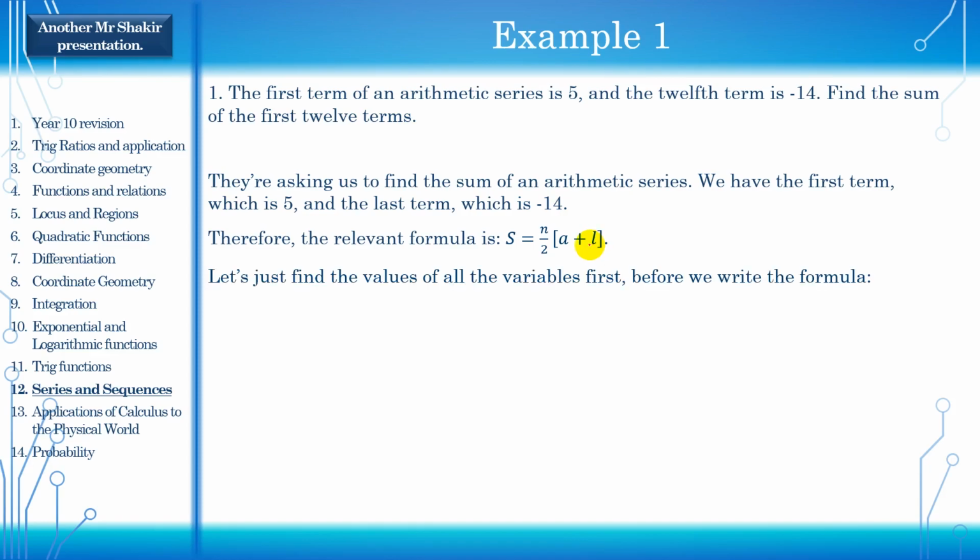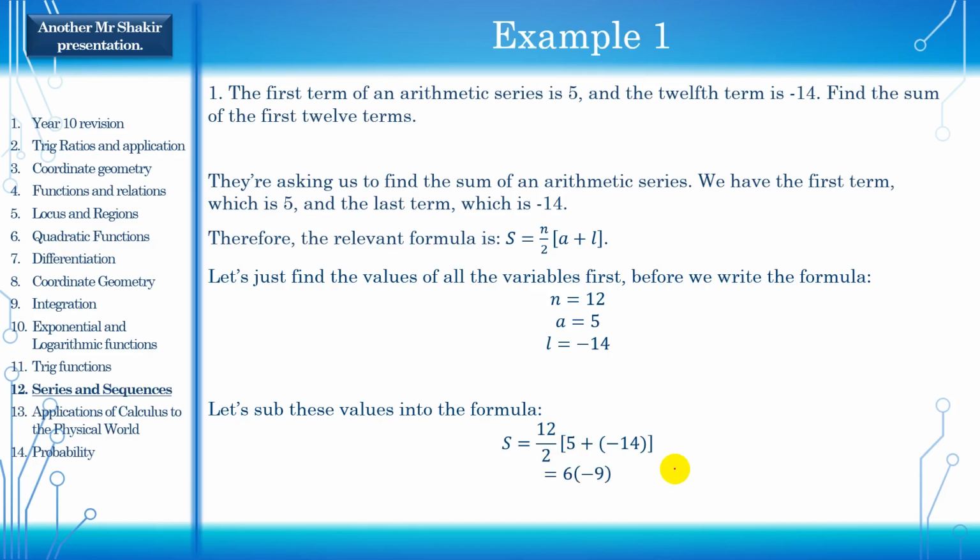And we just substitute it in. There's 12 terms, right? The first term is 5, the last term is negative 14. Make the substitution, do it on a calculator, and you get the answer of negative 54. Very straightforward. As you know, the shortcut way did work really good.